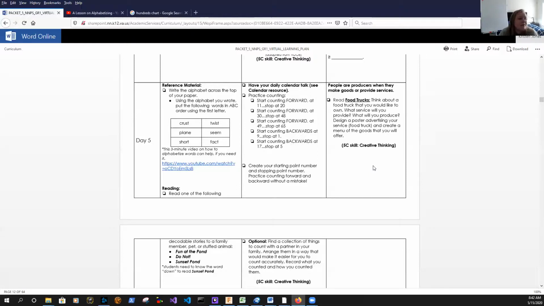So you're going to create a poster where you are telling about your food truck and what you are offering, what you're producing. Create a menu of the goods that you will offer. That's your assignment for content today. Make a poster, and I would love to see pictures of your food truck posters. That would be awesome. I want to know what kind of food truck you guys would have. So that's your final activity for today, making your poster where you are describing what you are offering, what you are producing, and you're creating a menu of the goods that you will offer.